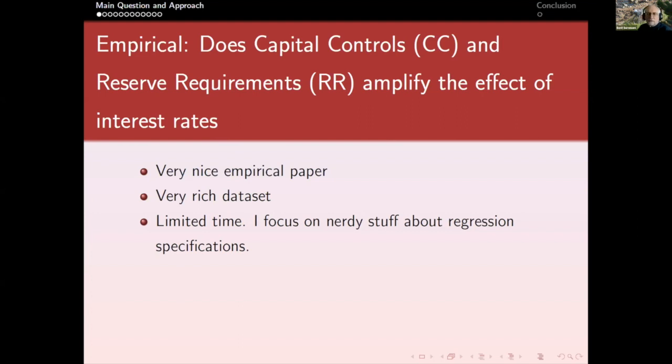So in a very short amount of time, I would focus on the nerdy stuff about regression specifications. I mean, I'm more of an econometrician. I assume that's probably my comparative advantage. So that's what I'm going to focus on.